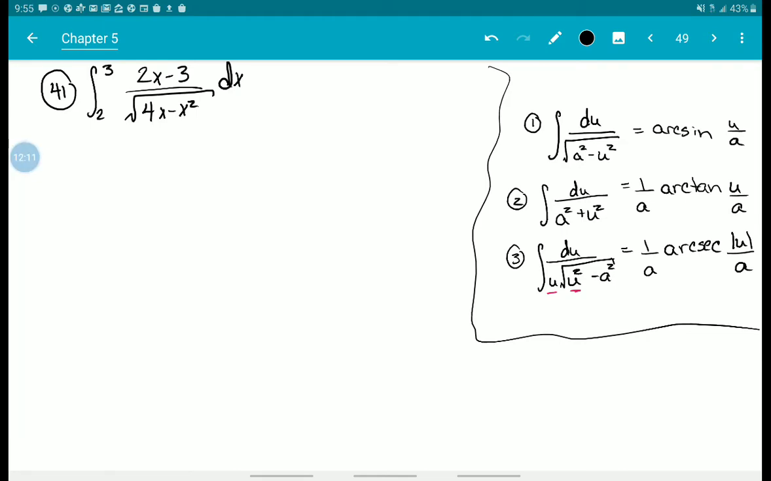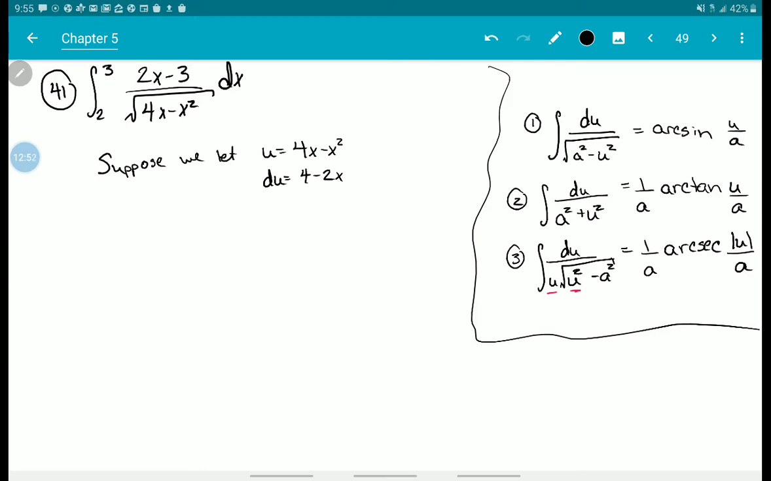So notice we have a couple of terms on top. We have a 2x and we have a minus 3. So we have to really think about this. This is going to take a couple of steps. So suppose we let u be 4x minus x squared. So then du would be 4 minus 2x. So if you notice, we could tweak this to sort of get something similar to that.